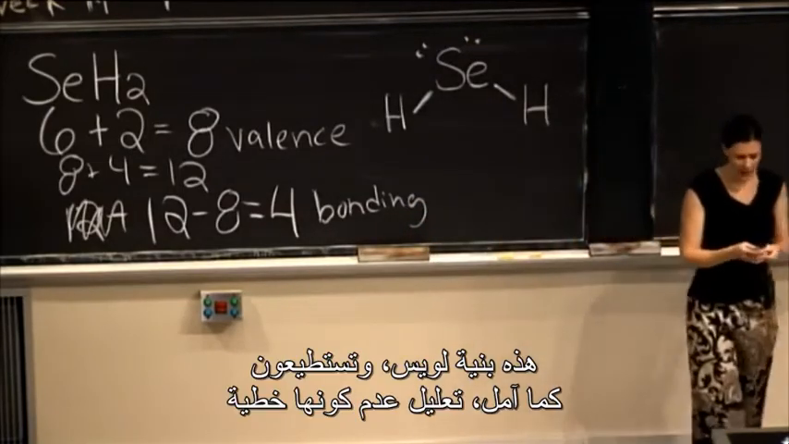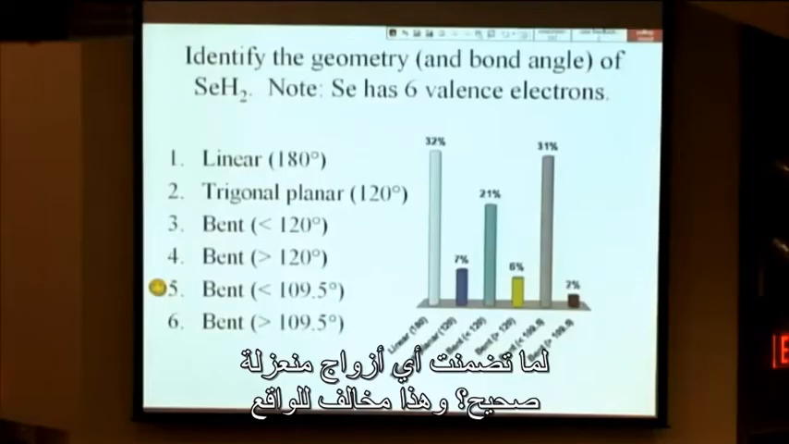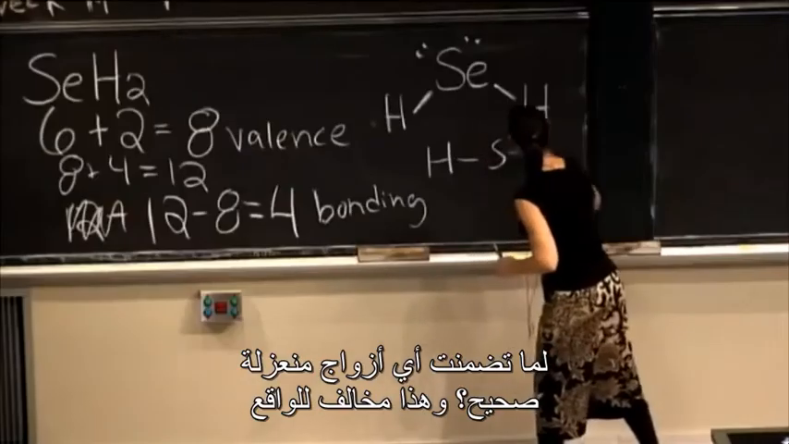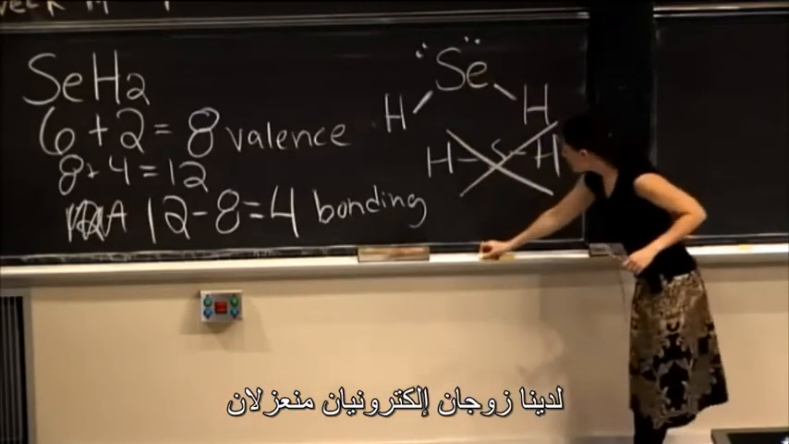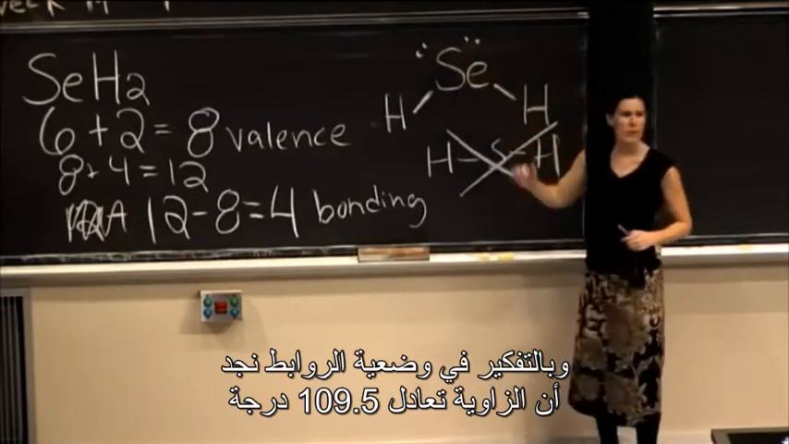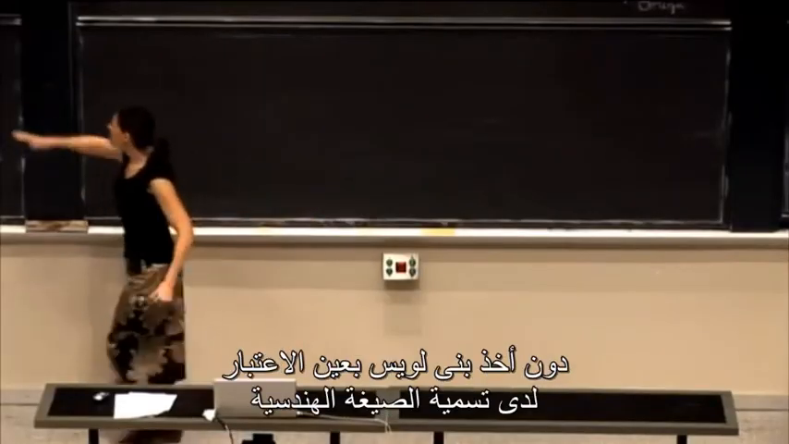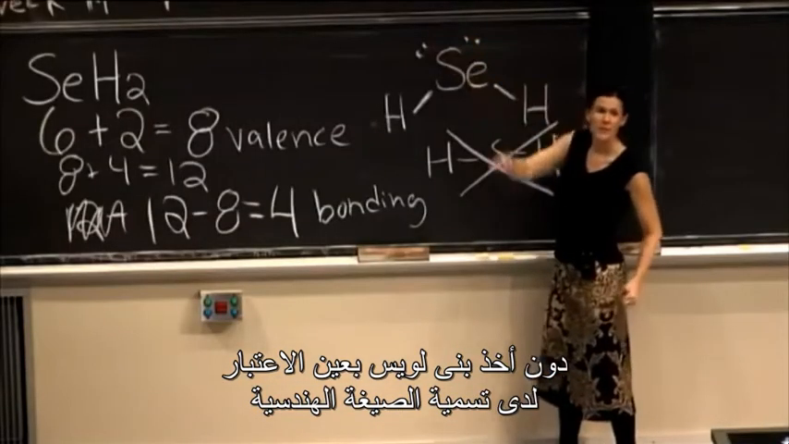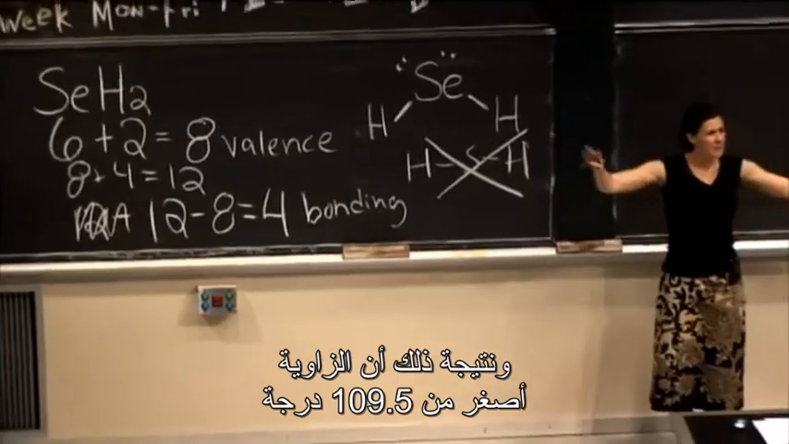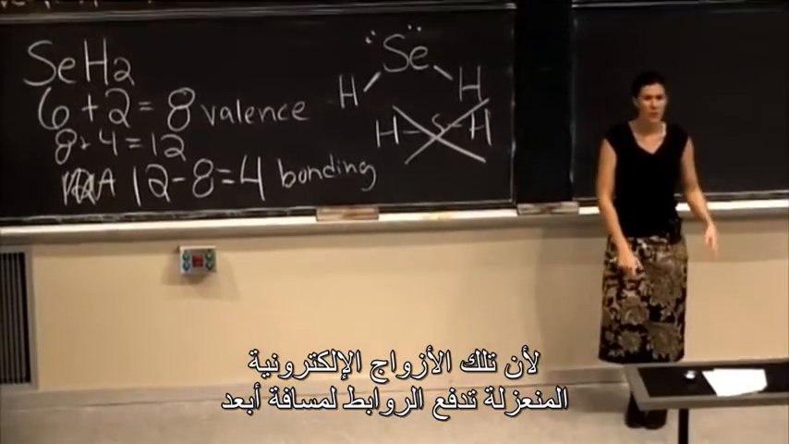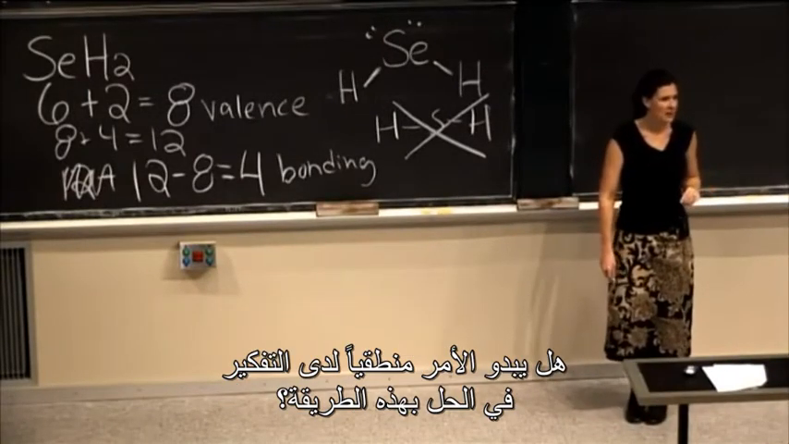Hopefully you can see why it's not linear. If it were linear, which 32% of you seem to have thought, that would have meant that our Lewis structure had no lone pairs in it, right? And that's not the case. We have 2 lone pairs. So if we thought about what the bonds were everywhere, it would be 109.5. But it's bent because we're only looking at the bonds. We're not counting the lone pairs in naming our geometry, but they do affect the angles. And it turns out that it's actually less than 109.5 because those lone pairs are pushing the bonds even further away. So does this make sense to everyone if you think about it this way?